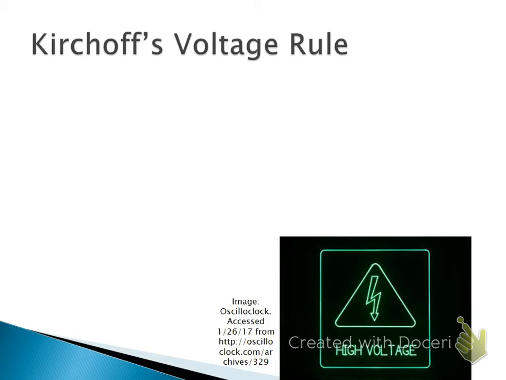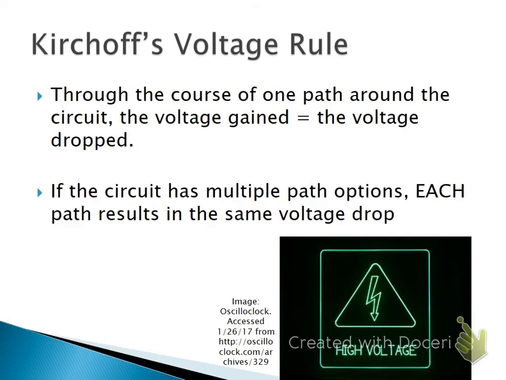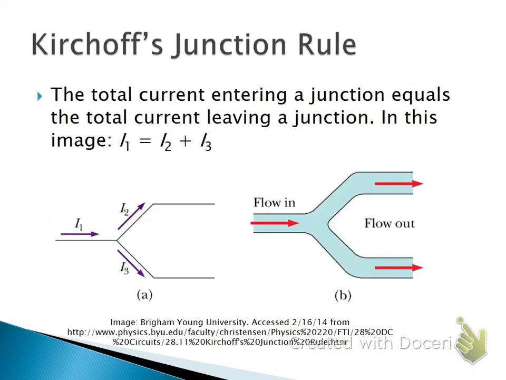Another rule that you need to know is Kirchhoff's voltage rule. This is pretty simple. Over the course of one path, the voltage gained equals the voltage dropped. I already kind of talked about that with the pumps and the waterfalls. And if a circuit has multiple path options, each path results in the same voltage drop. Now, sometimes you'll have multiple resistors on a certain path, so in that case, the total of that group of resistors will equal the total voltage drop of the paths in general. But we'll get there later. You've also got the current rule, which is the total current coming into a junction equals the total current going out of the junction, always.